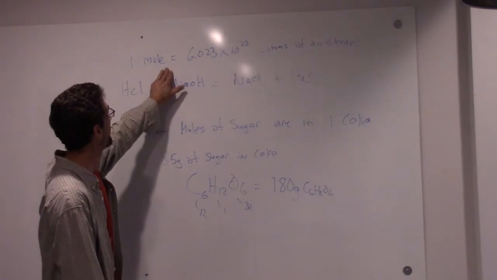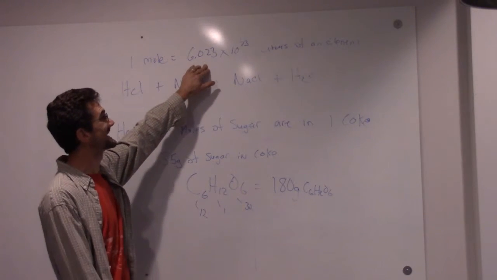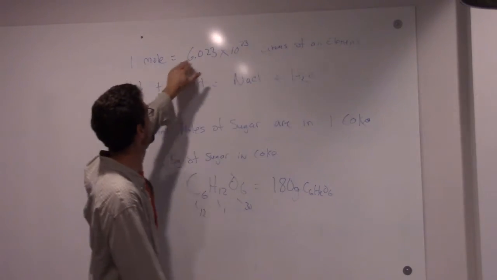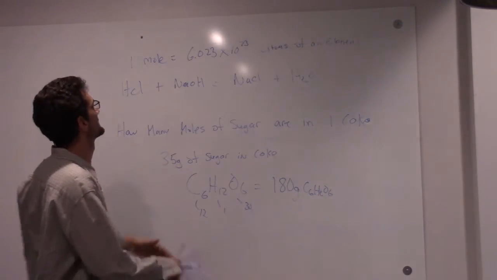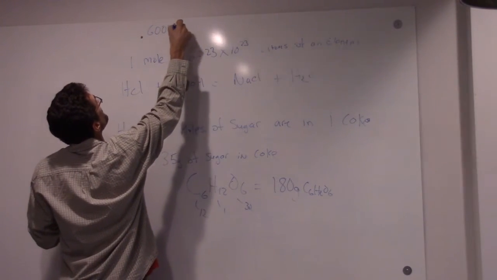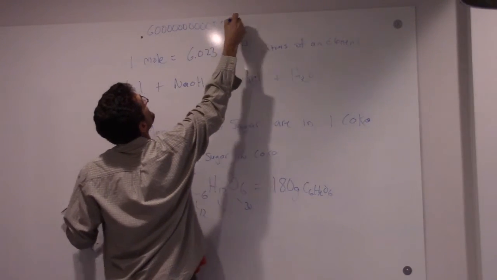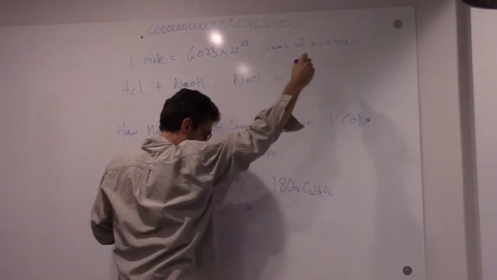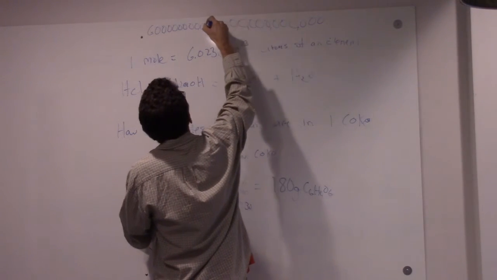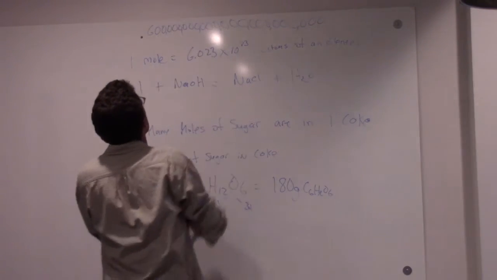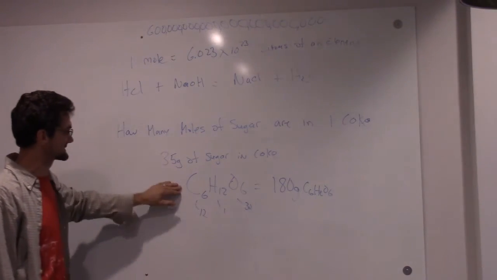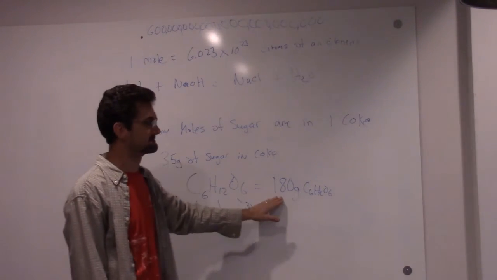1 mole is 6.02 times 10 to the 23rd atoms of an element. That's a really big number. We did this last class, I believe. So 1, 2, 3, 4, 5, up to 23. That's the number of molecules in a mole, right? A lot of molecules. So if I took this many molecules of C6H12O6, it would weigh 180 grams.